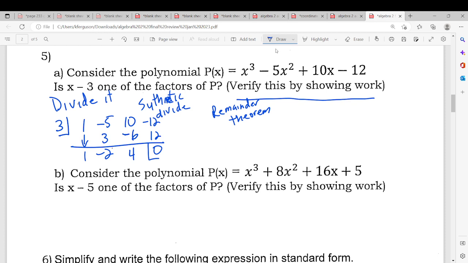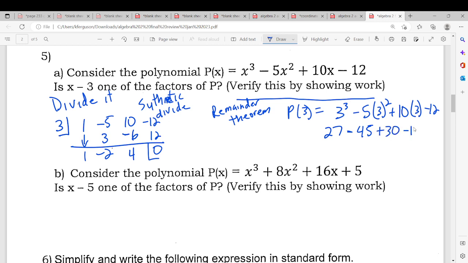Now, I can do just what Stephanie was saying and do the remainder theorem. The remainder theorem says I go P of 3 and see what I get. So that's going to be 3 to the third power minus 5 times 3 to the second power plus 10 times 3 minus 12. 3 to the third power is 27. And now I've got 3 to the second power, which is 9. 9 times a negative 5 is negative 45. And then I've got 3 times 10, that's plus 30 minus 12.